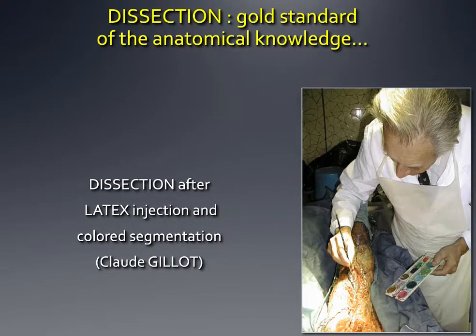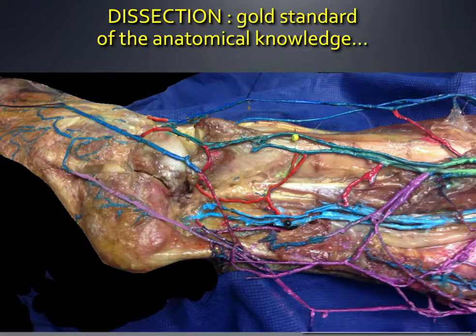The most important point to highlight is that anatomical dissection is the gold standard for our knowledge. And you can see here Professor Giraud making a painting of the vein after latex injection of the cadaver. The result produced by this technique, which we call color segmentation, is really fantastic. And you can see here a lateral view of the leg, showing different kinds of veins, which would be very difficult to recognize without the color segmentation.